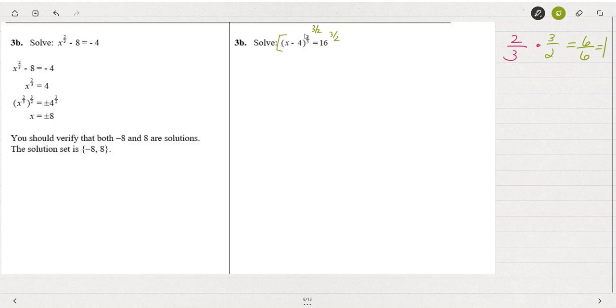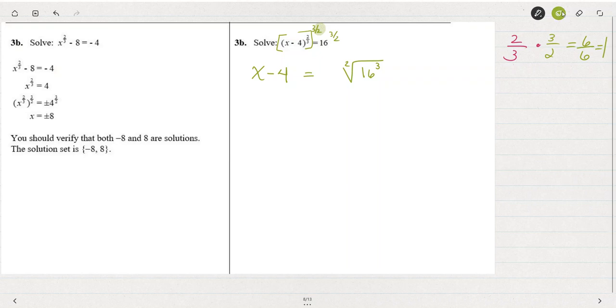x minus 4 to the 2/3 raised to the 3 halves. And then 16 raised to the 3 halves. x minus 4 to the 2/3 to the 3 halves equals the square root of 16 cubed. Now, be really careful here, because do you see what I'm doing when I raise something to the half power?